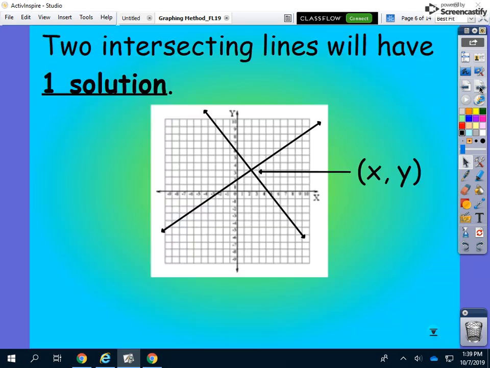There are three types of solutions. The first type is when you have one solution, which is created when you have two intersecting lines. As you can see, these two lines intersect at one point. That one point would be right here, where that red dot is.